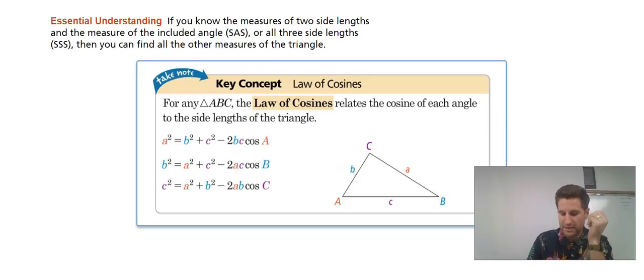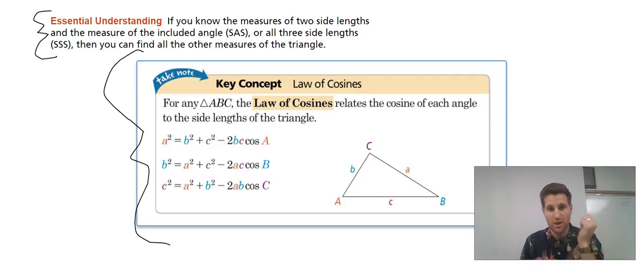So what are we writing? Let's get to it. Essential understanding: if you know the measure of two side lengths and the measure of the included angle, we can use this, or if you know all three sides. So this is an essential understanding you need to write down, and we need to write this whole law down as well. Write this down. Let's get to using it.